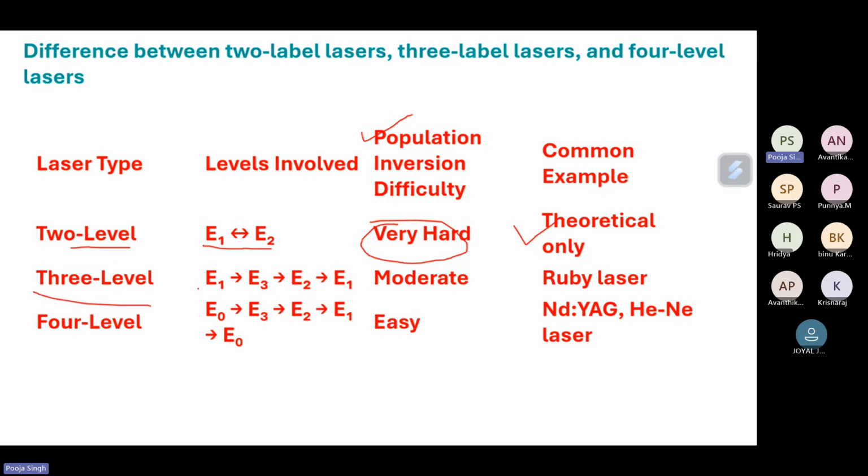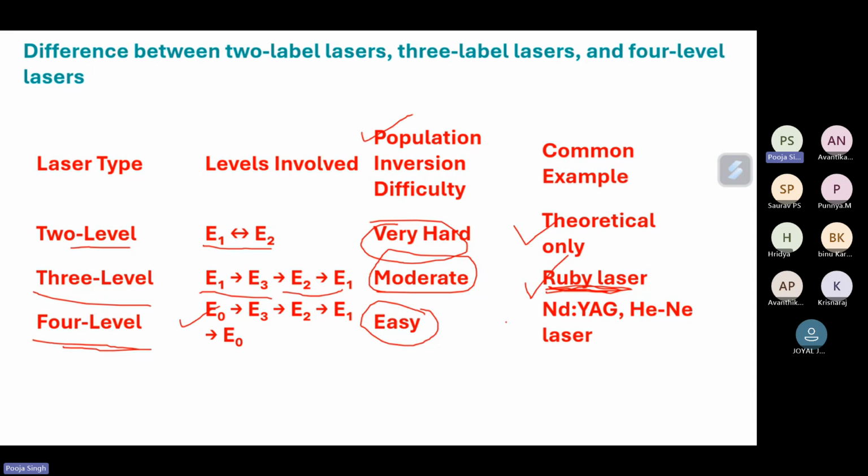But in the 3-level laser you will have E1 to E3, E2 to E1. So here the population inversion will be moderate, and that we have seen in the ruby laser, which we will study. Then in the 4-level laser you will easily have the population inversion. As I told, the population inversion is important for the emission of laser light.